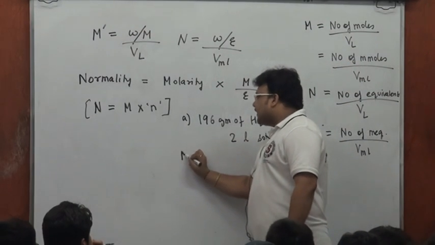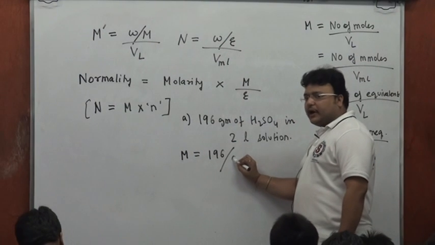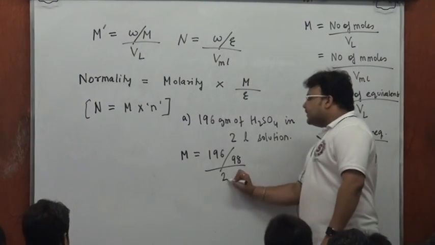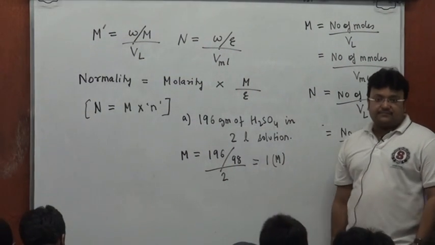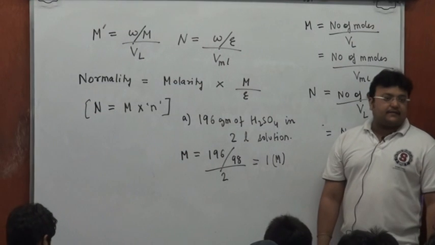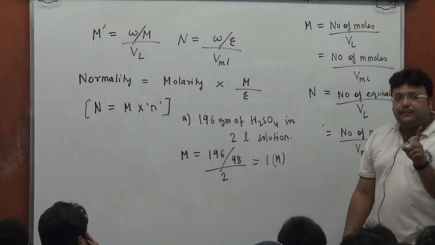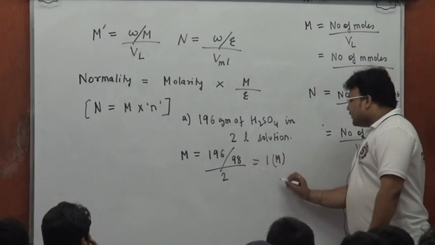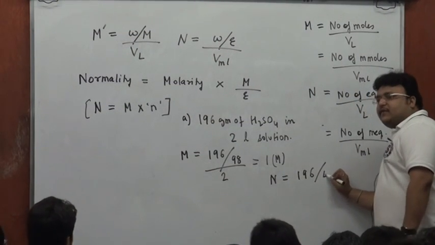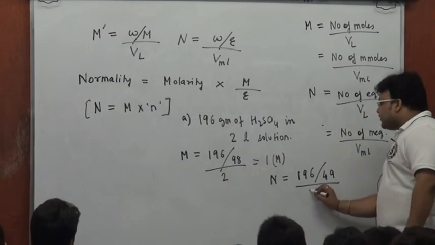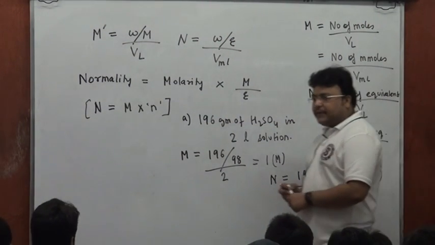Now let's quickly look at the molarity of this solution. Weight upon molecular weight upon volume in liters. So that's going to be 1 molar. 196 grams is 2 moles in 2 liters, 1 mole per liter, and the molarity is 1 molar. Normality, weight upon equivalent weight, which is 196 upon 49, upon volume in liters 2, and it's going to be 2 normal.